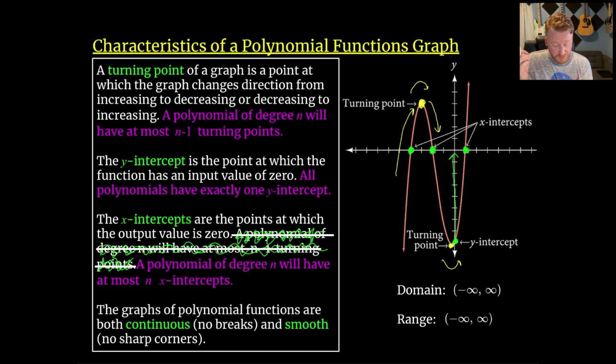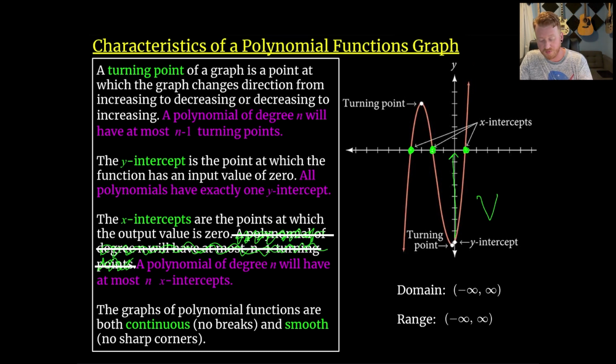The graphs of polynomial functions are both continuous, which means there's no breaks, there's no holes, there's no jumps in the graph at all. You can draw the whole function without ever picking up your pencil. And they're also smooth, which means there's no sharp corners. So at all of these turning points here, you can see that those are turning around very smoothly, and it's not coming to a sharp edge or a cusp or something like that.